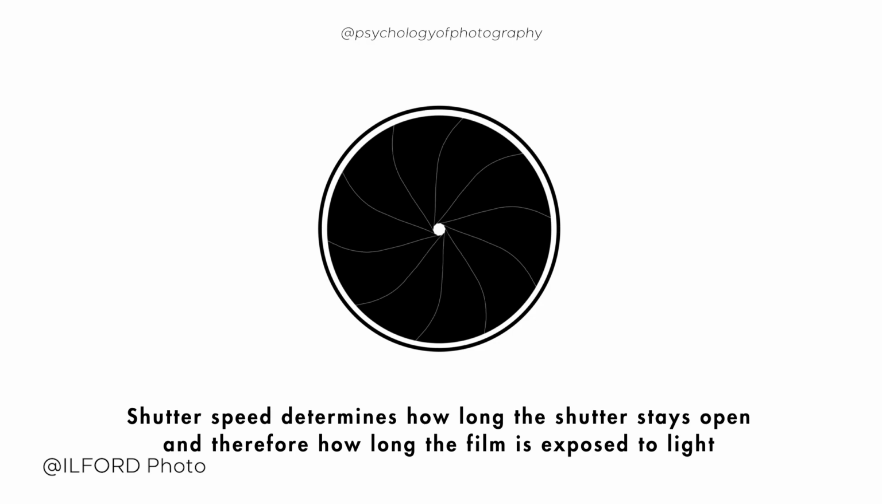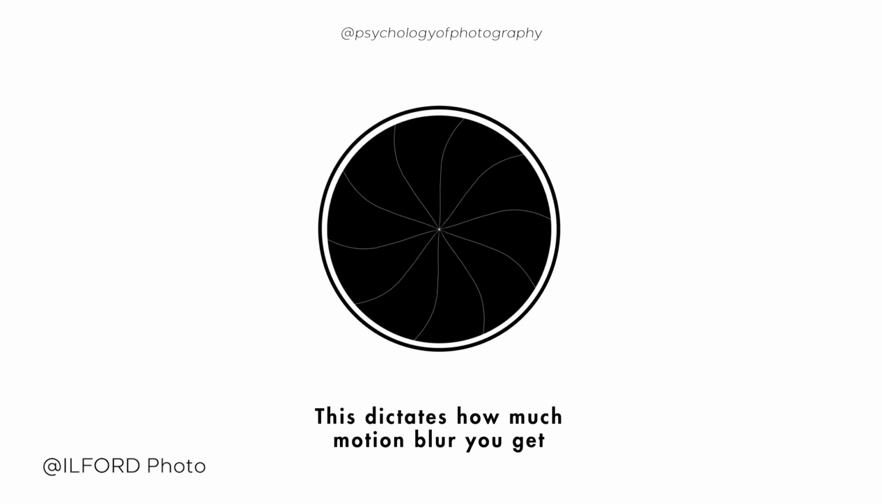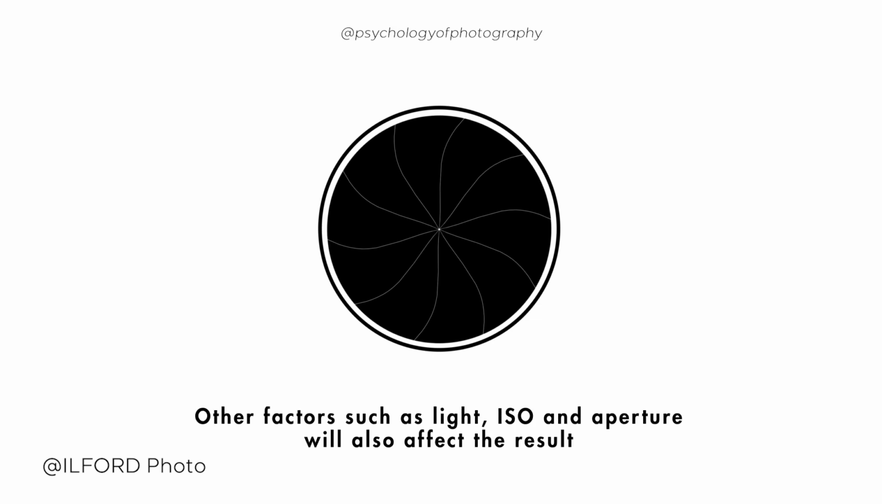We move on to the second corner of the exposure triangle, shutter speed. Shutter speed refers to the amount of time the camera shutter is open when taking a photograph. The longer the shutter is open, the more light enters the camera and the brighter the image will be. The shorter the shutter is open, the less light enters the camera and the darker the image will be.